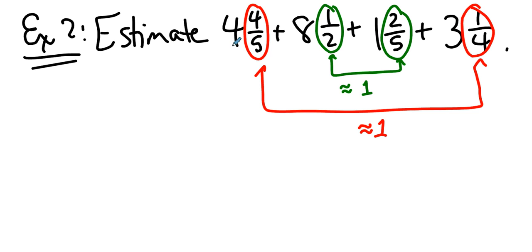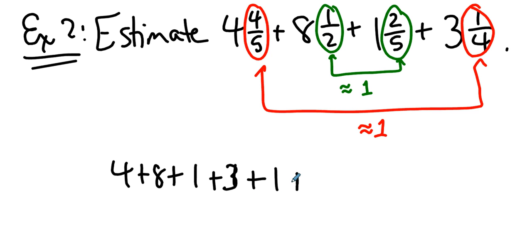And so what do we got? 4 plus 8 plus 1 plus 3, and then the green one and the red one. So that's 12, 13, 16, 17. It's about 18. So this sum is about 18. It's not, but if we were estimating, we could estimate that's about 18.